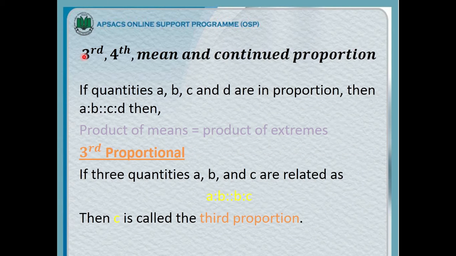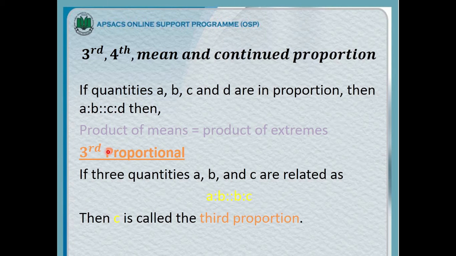The third and final topic of today's lesson is third, fourth, mean and continued proportion. We will discuss all these proportions one by one. If quantities A, B, C and D are in proportion, then A ratio B proportion C ratio D. Then, as we know, the product of means is equal to the product of extremes. Here the means are B and C and the extremes are A and D.